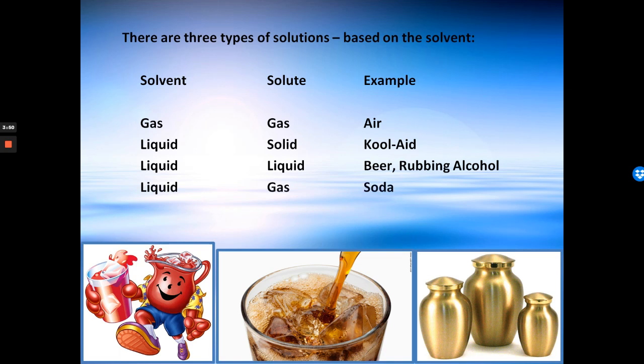Liquid and a gas, as in soda or any kind of soda pop, because carbon dioxide at low temperatures and high pressures can be dissolved in liquid, especially water, like as in sugar water, like as in Coke. And you can take the carbon dioxide, which gives it its fizz, and dissolve it. And then a solid and a solid, such as in brass.